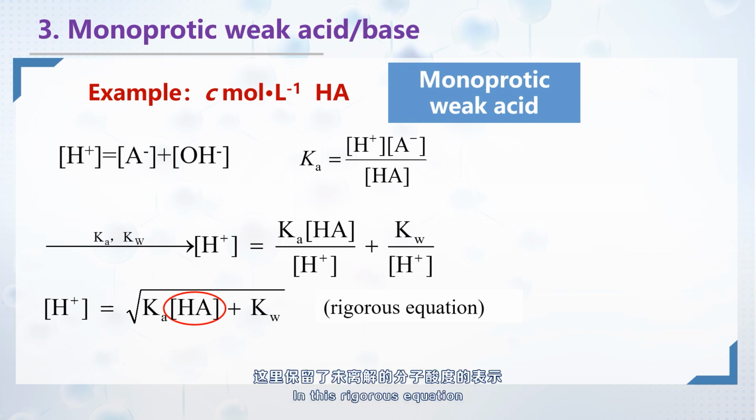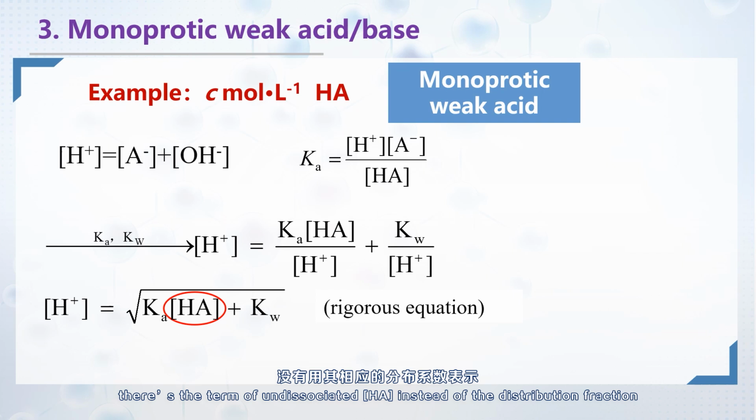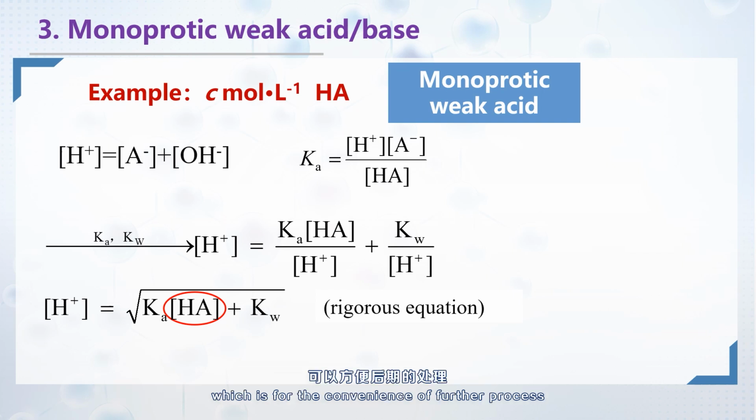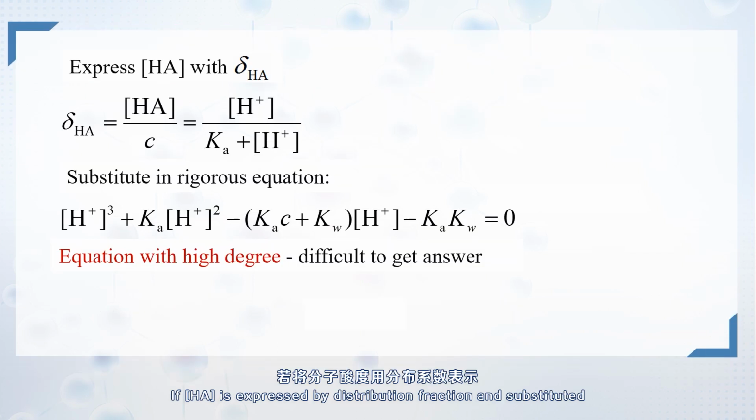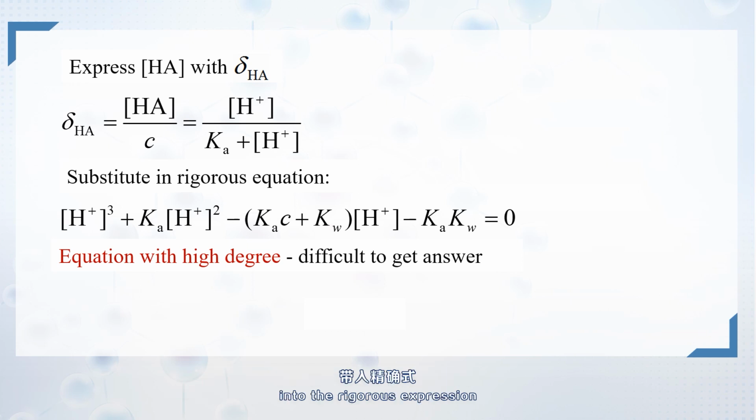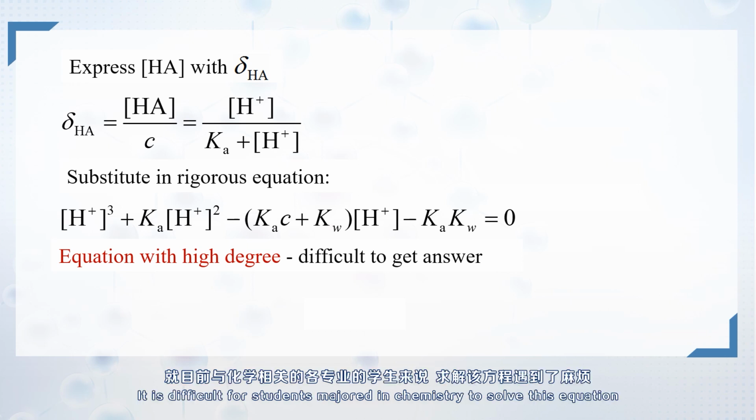In this rigorous equation, there is a term of undissociated HA instead of the distribution fraction, which is for the convenience of further process. If HA is expressed by distribution fraction and substituted into the rigorous expression, a cubic equation of hydrogen concentration can be obtained by operations like term shifting. It is difficult for students majored in chemistry to solve this equation.